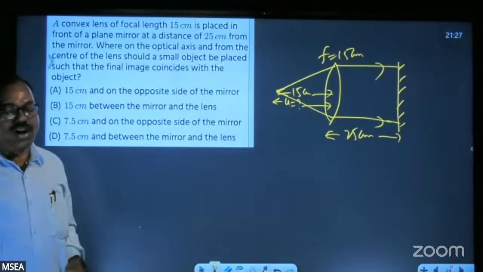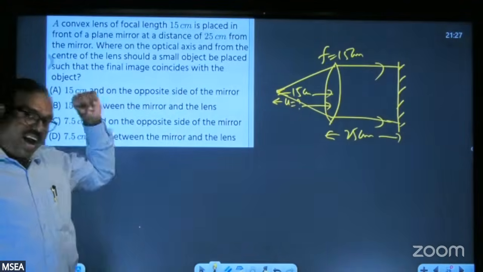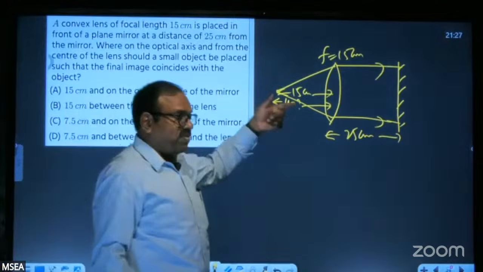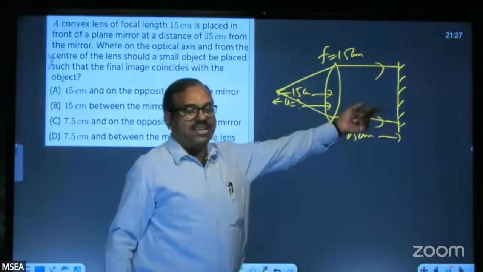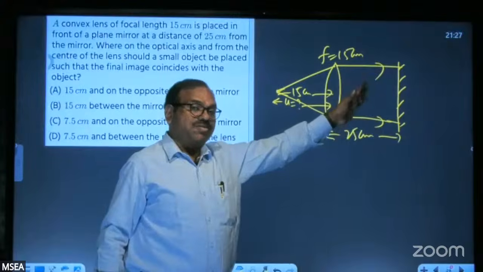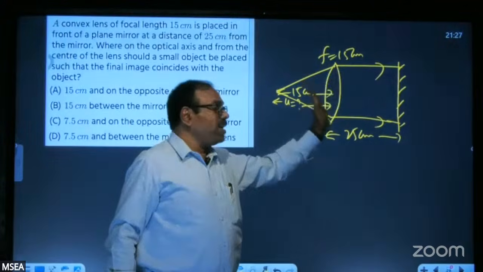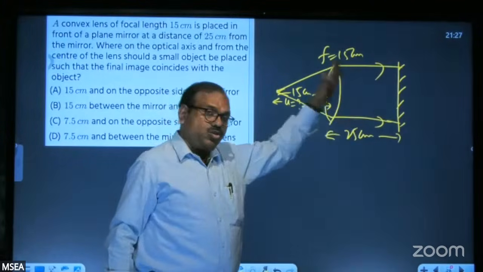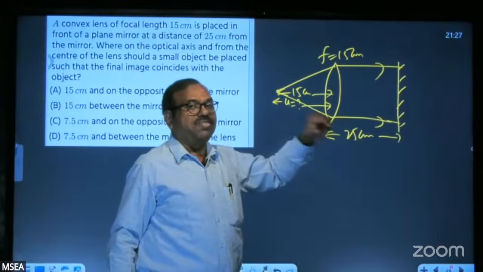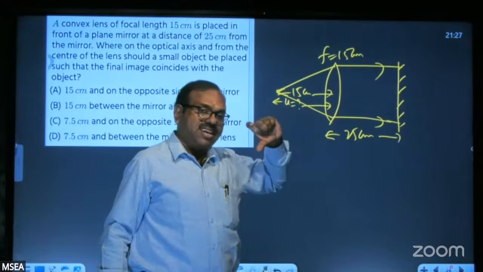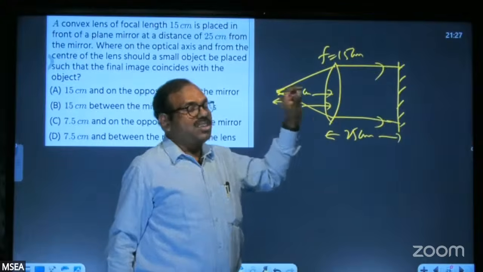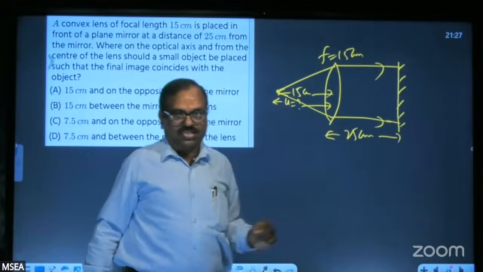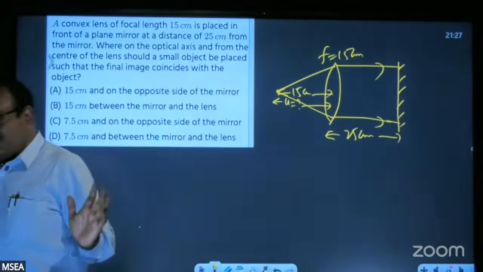Therefore, this should be the correct answer, the first one. So this is the way you have to remember. Very simple. In the previous question with the convex mirror, we took the radius of curvature. But as it is a plane mirror, it is infinity. So the image has to form at infinity. To form images at infinity, rays should be parallel. As the rays are parallel from the lens, the object should be at the focus. That's the way we can do it.